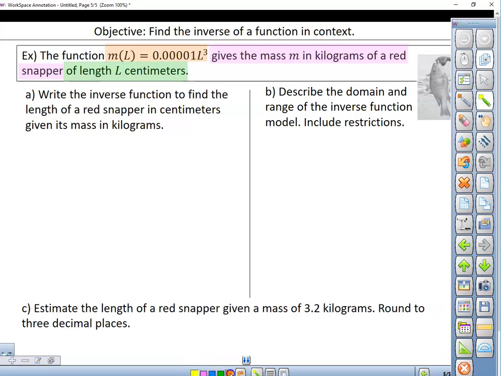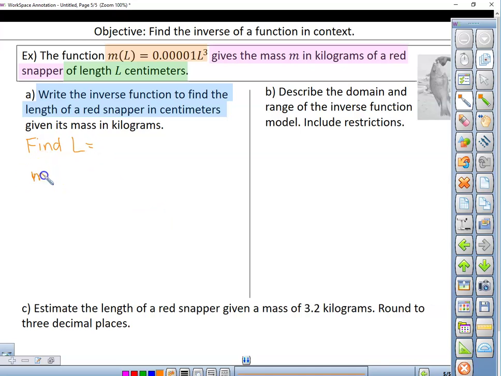So again, the first thing we're going to do is write the inverse function to find the length of a red snapper in centimeters, given its mass. So what that's telling us is that we want to take this function and we want to solve it for L. We want to find an L equals function.